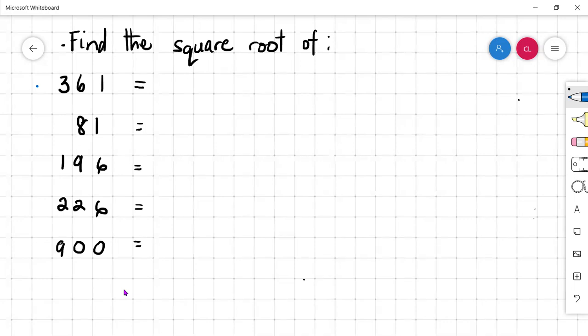All right, so that tells me already that 361 must be greater than 12, not true? 196 must be greater than 12, right? 226 must be greater than 12, and 900 must be greater than 12. Okay, and I know that 13 squared, when we worked that out in class, was 169, right? Yes, sir.